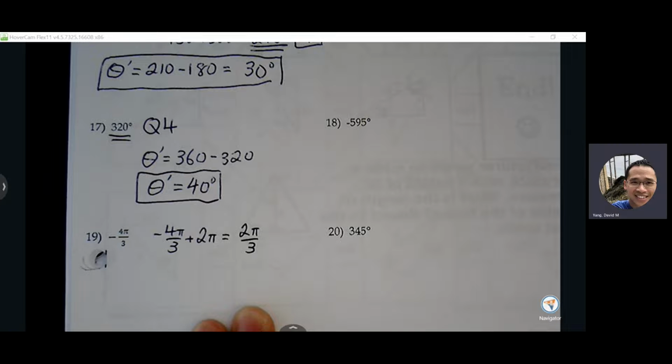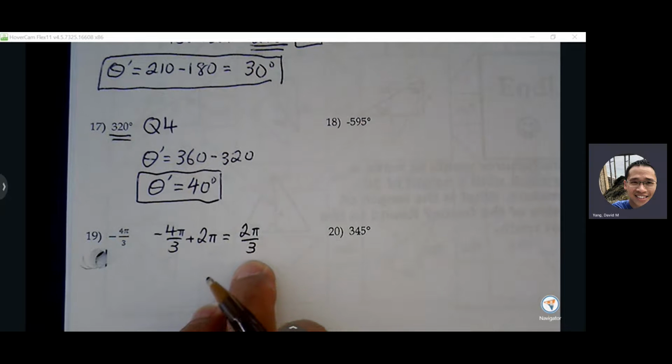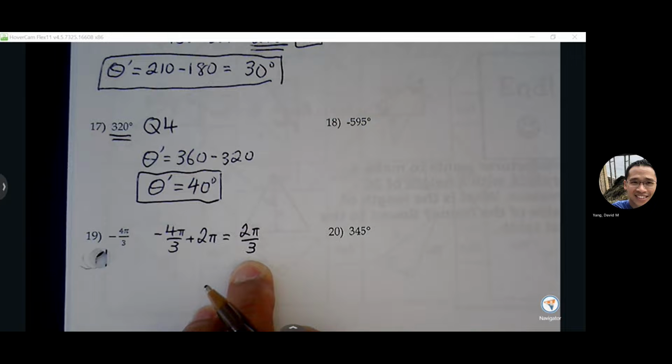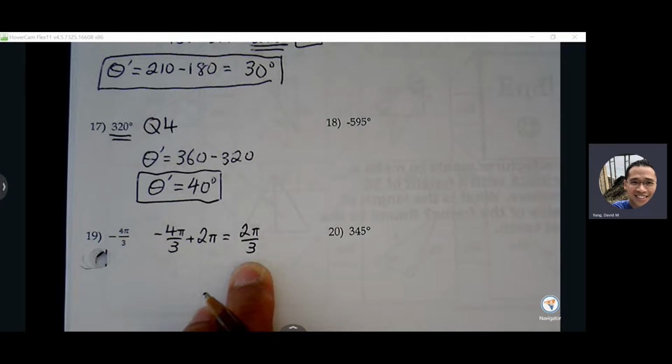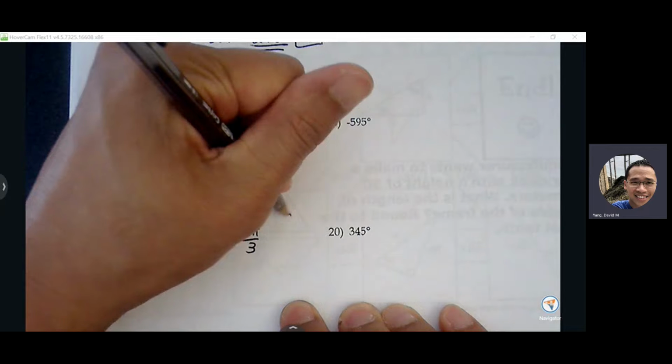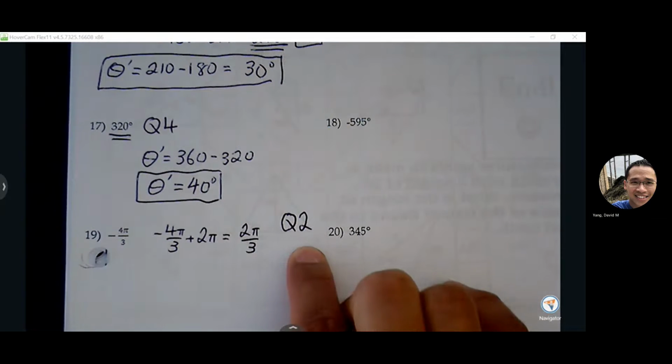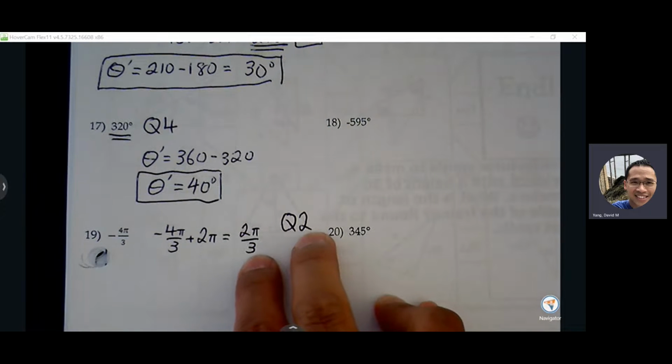19, I see a negative angle, so I'm going to add 2 pi. And I arrive at 2 pi over 3. Okay, which quadrant is 2 pi over 3 in? Quadrant 2, right? 2/3, that fraction is 0.6. 0.6 is greater than 0.5, but less than 1. That's clearly in the second quadrant region. And we know what to do with quadrant 2. We got to involve pi.